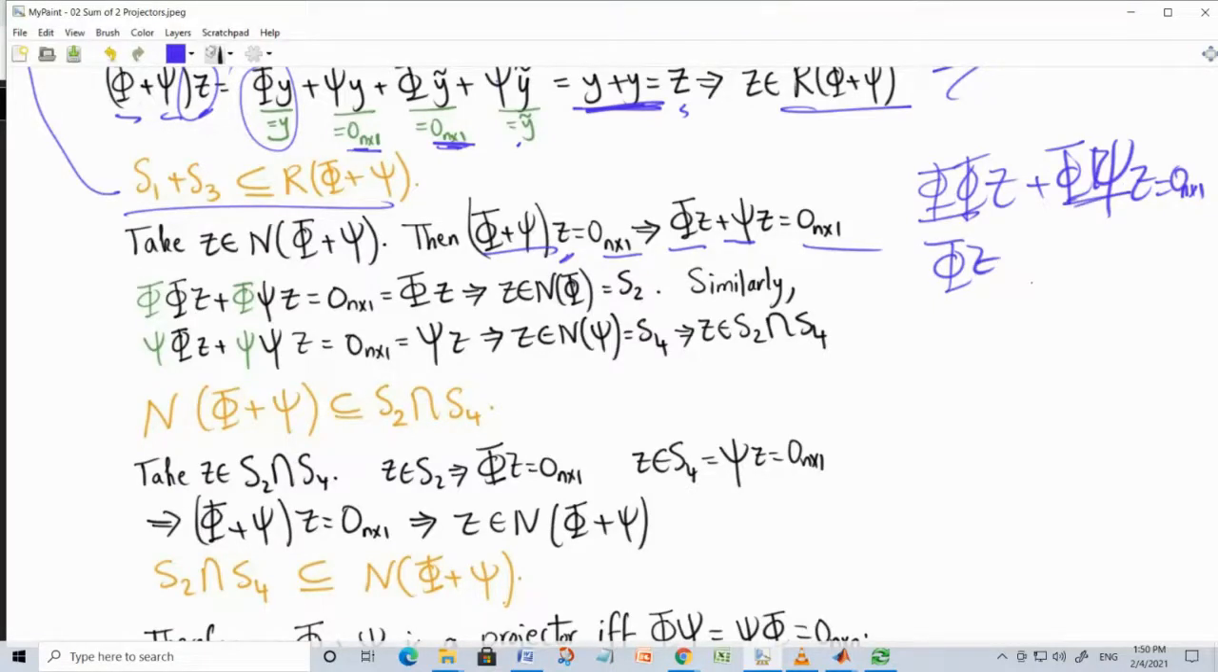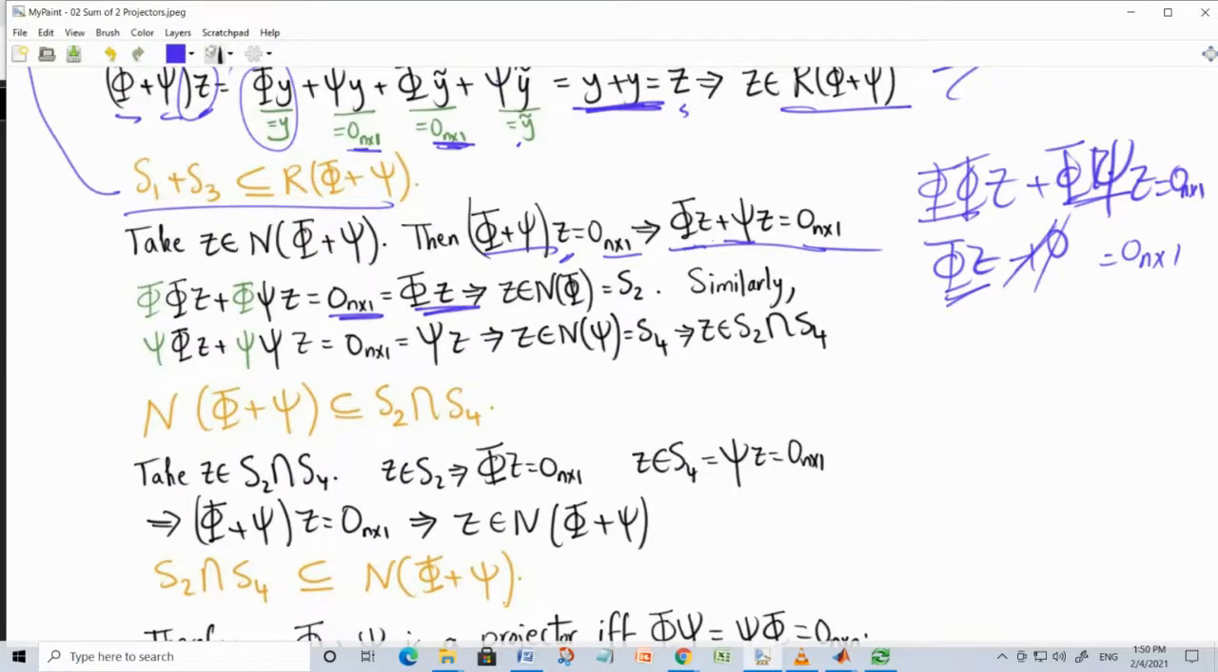What about phi psi? If phi plus psi is a projector, it is a projector if and only if phi psi and psi phi are equal to the all zero matrix. So this will be the all zero matrix. So this is 0 again, and we are left with phi z equal to 0 n by 1. So if we take this expression and multiply both sides from the left by phi, we end up with the all zero vector equal to phi z. So it must be the case that z lives in the null space of phi, which is S2.